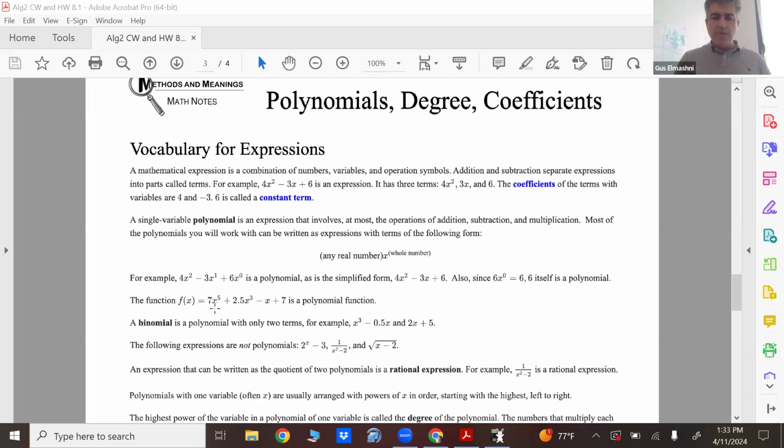Very important, a polynomial function cannot have fraction exponents. So very important, guys. The exponent will always be a whole number. If it's a fraction or negative number, forget about it. The coefficient can be a real number. That's fine. We are going to talk about non-real numbers, imaginary numbers, later on.